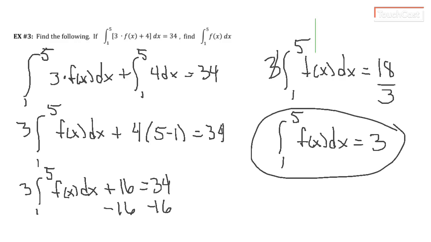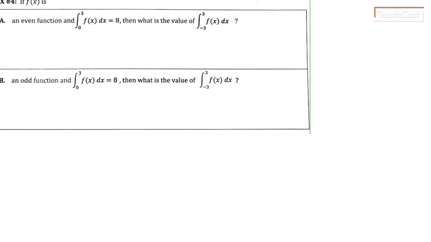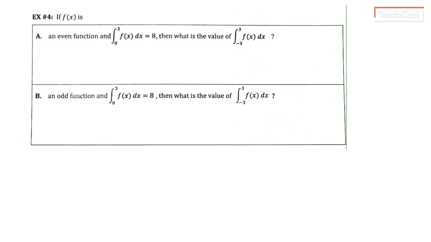Let's look at example 4. So moving into example 4, we want to know the following. If f of x is an even function, and we find the integral from 0 to 3 is equal to 8, what do we think the value of the integral from negative 3 to 3 of f of x would be? And I'm just going to give this one to you. So in this case, the integral from negative 3 to 3 of the function that's even.